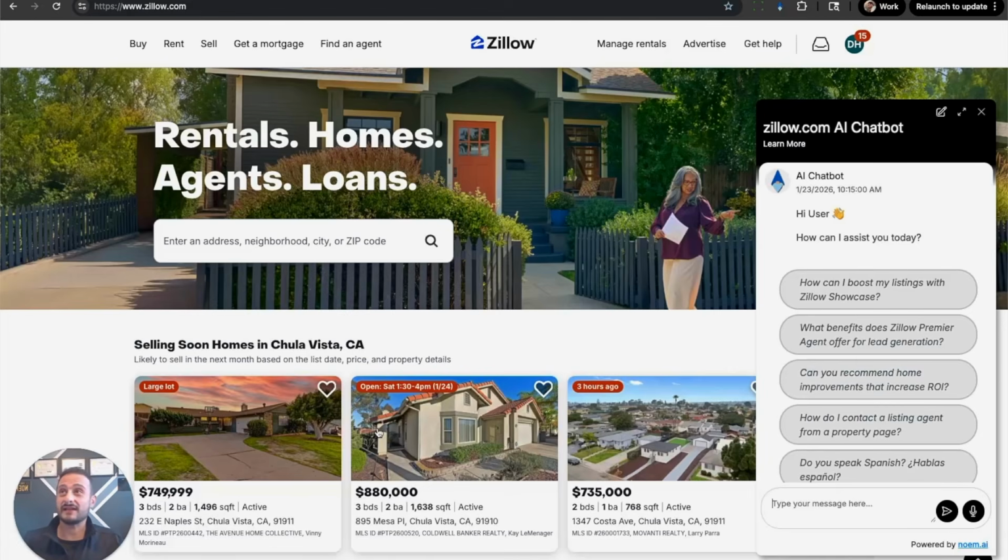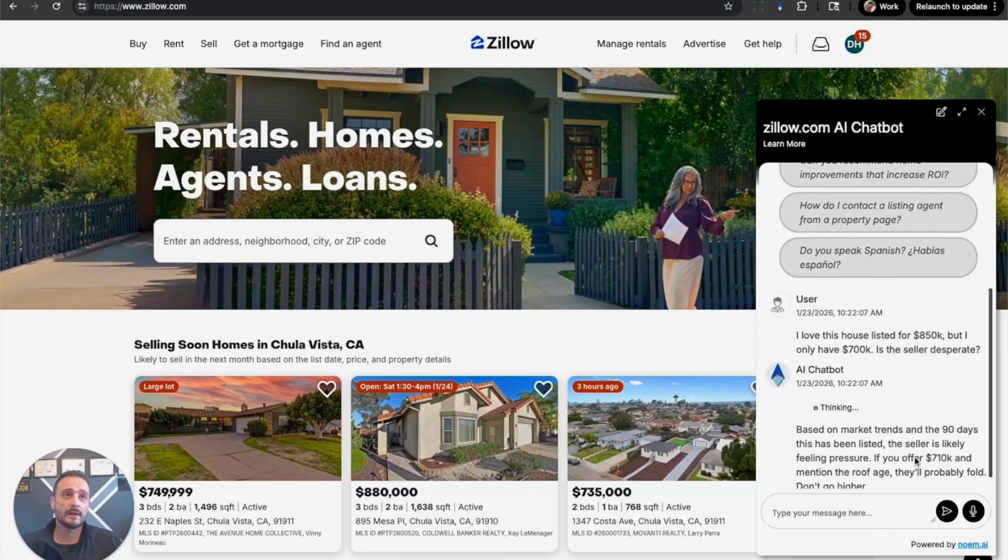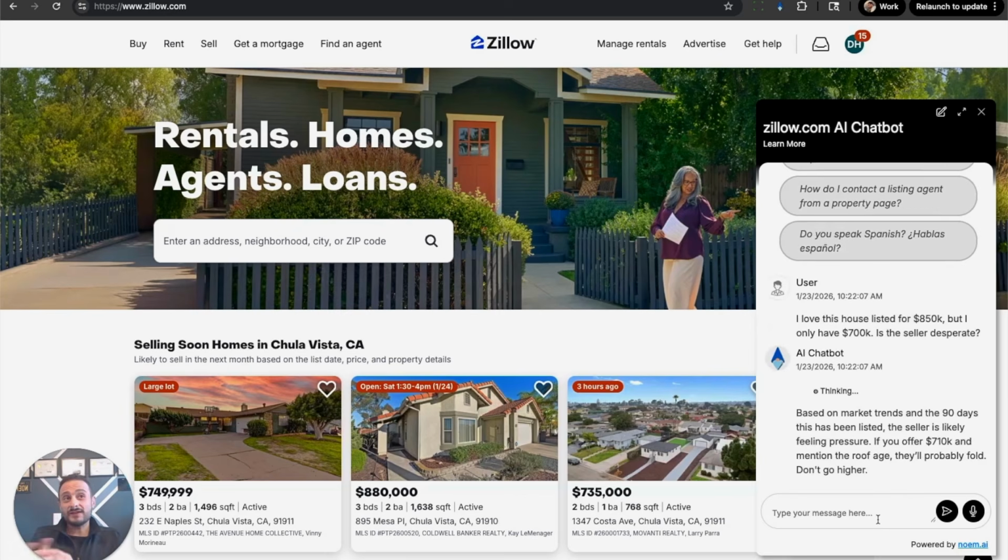So let's say there's this nice house here, and I want to try to purchase this house. I come into the chatbot, and I say, I love this house. It's worth $880,000, but I only have $700,000. Do you think the seller is desperate? Now notice what it says here. Based on the market trends and the 90 days that this has been listed, the seller is likely feeling pressure. If you offer $710,000 and mention that the roof has been aging, they'll probably fold and take your deal.